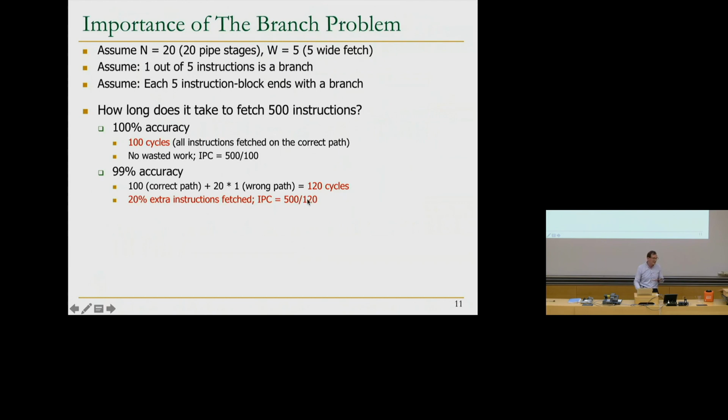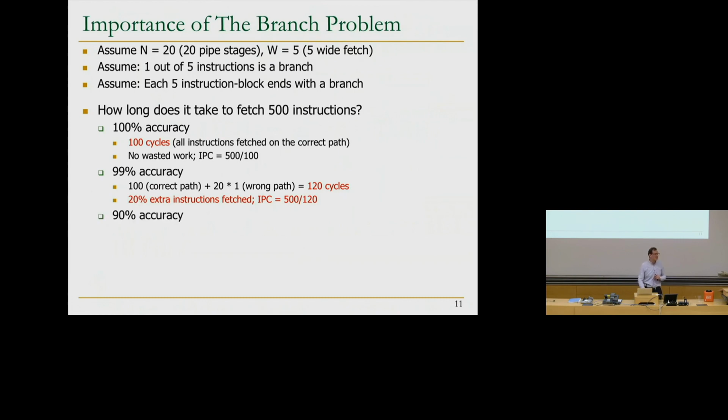IPC is therefore 500 divided by 120, which is not terrible. It's close to 4 now, right? It's not 5. But you also fetch 20% extra instructions. So assuming that this correlates with the energy you consume, you increase your energy consumption by 20%.